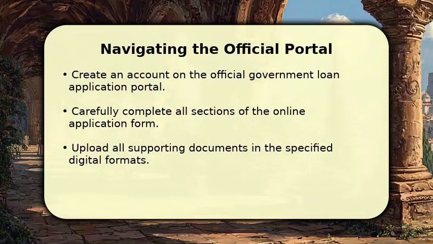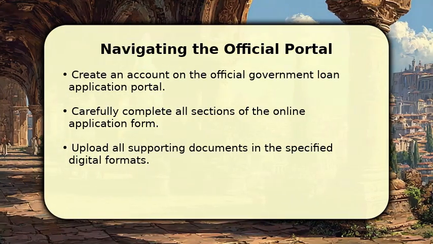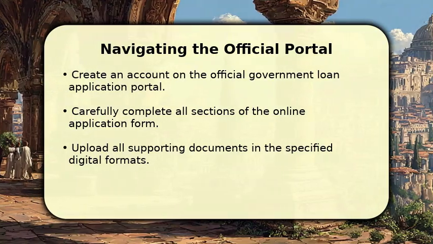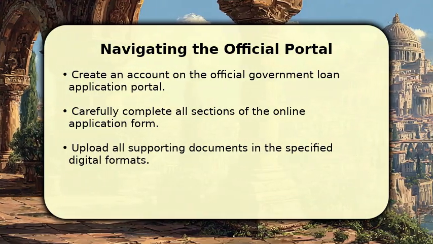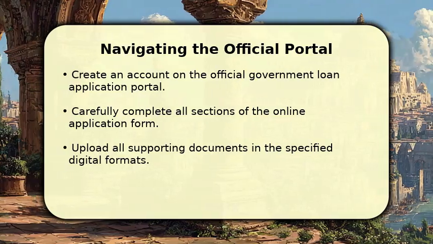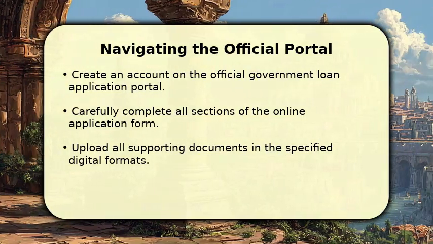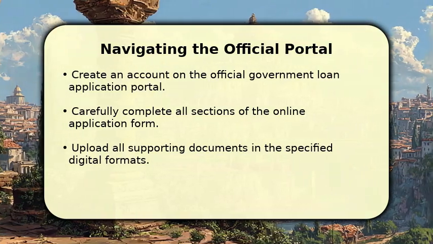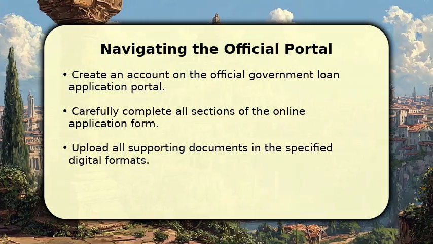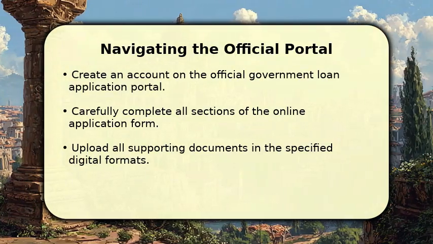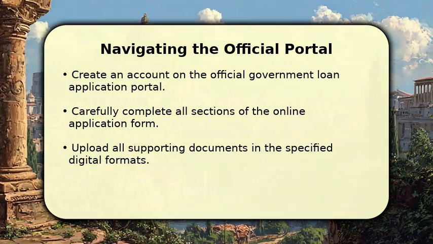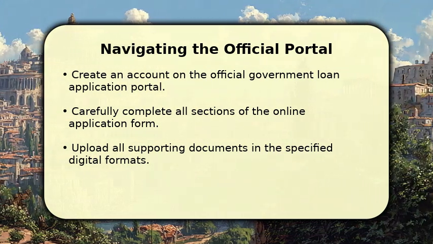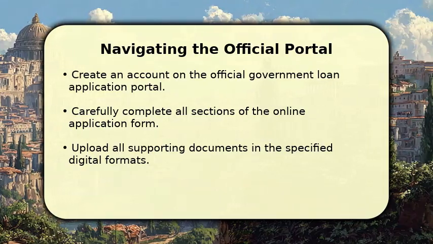The next critical step is navigating the official online application portal. Begin by creating a secure user account, ensuring all your personal details are accurately entered. Proceed to carefully complete every section of the digital application form, paying close attention to detail. Upload all your supporting documents, making sure they are in the specified digital formats, such as PDF or JPEG, and are clearly legible. Before finalizing, take a full review of your entire application to catch any potential errors or omissions.